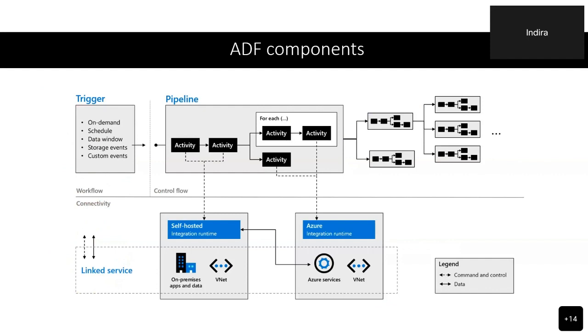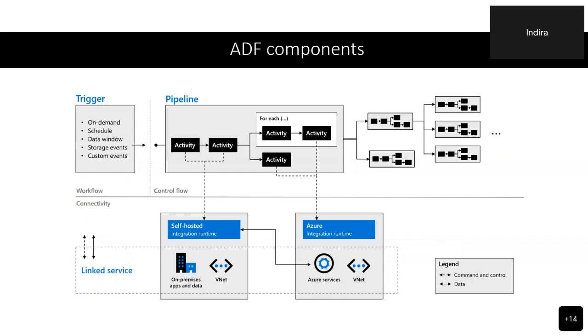So next, let's see what the Azure Data Factory components are. Here, what you can see is there are pipelines, activities, datasets, and linked services, and there are data flows, and also there is integration runtime. I'll show you what it means when we get into the demo.